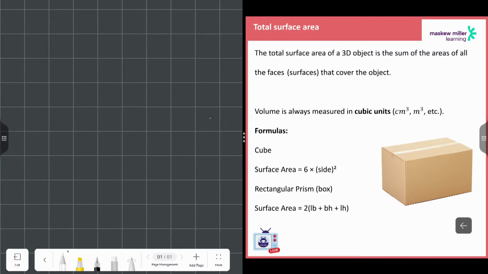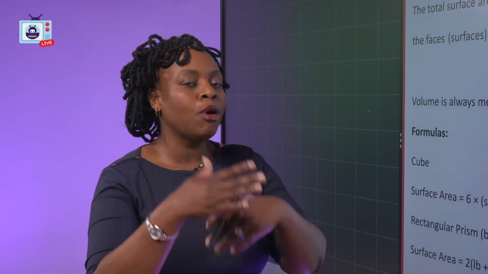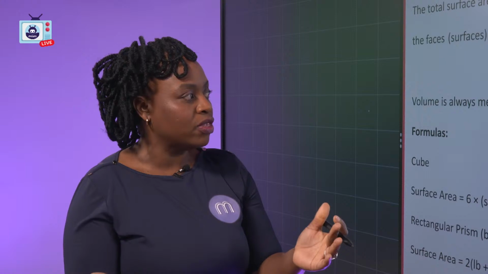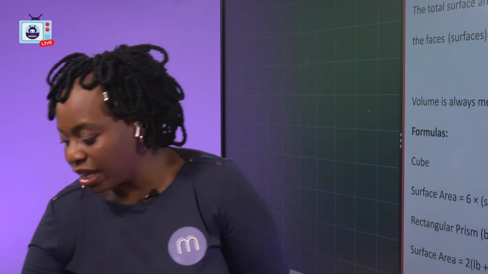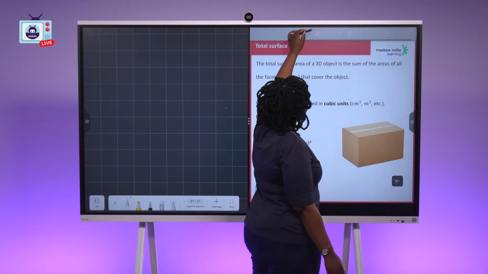As for surface area, surface area simply means you have the areas, the addition or the sum of all the areas that you have around the thing. So suppose this box was unpacked. If you unpack the box, you should have all the 6 sides I showed you.